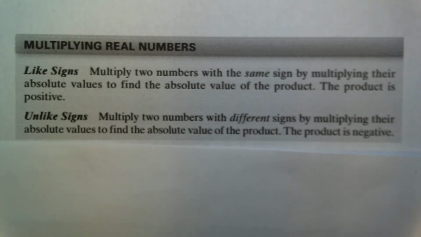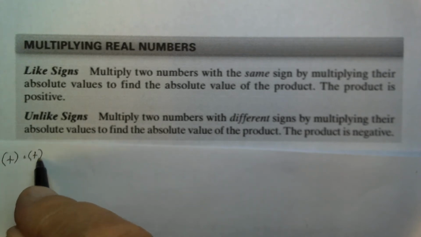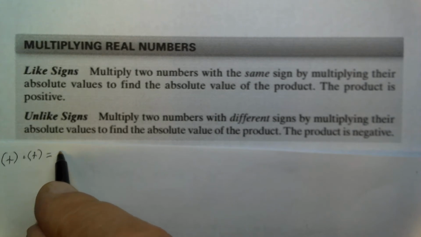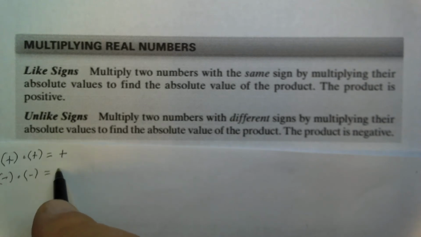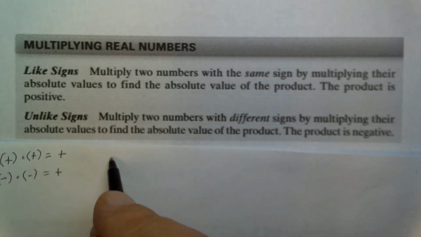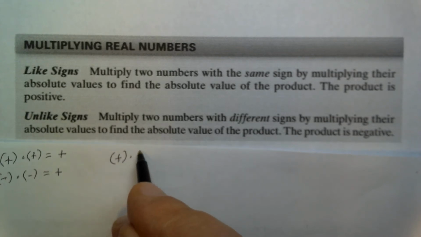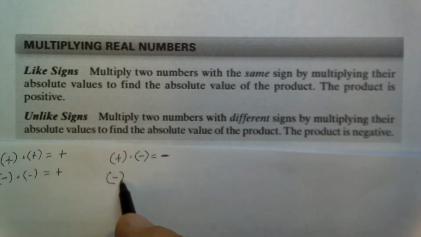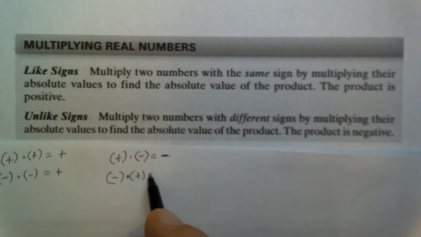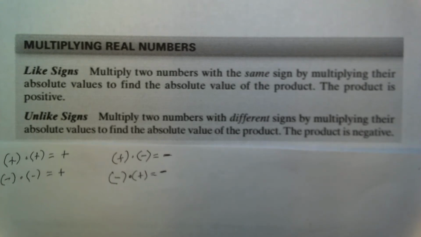So one way to visualize that is to say, okay, a plus times a plus is a plus, and a minus times a minus is a plus. But a plus times a minus is a minus. Similarly, a minus times a plus is also a minus. So this may be a good way to remember how that works with the signs in case of multiplication.